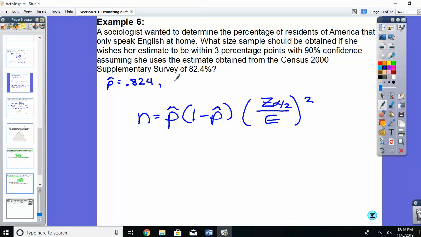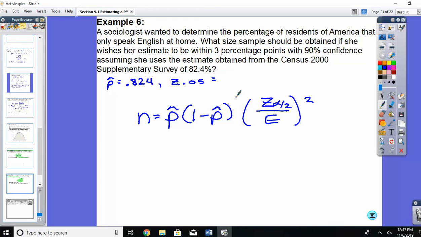Okay. Now let's think about this z alpha over 2. 90% confidence interval. So my alpha would be 0.1. 0.1 divided by 2 is 0.05. So I can look at z of 0.05. Now keep in mind what that means. That means that the area to the right is 0.05. So the area to the left is 0.95.